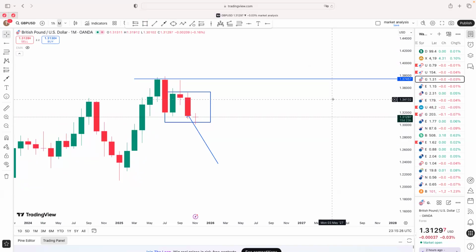Let me know in the comment section. What is this candlestick pattern? When we combine 1, 2, 3, what is this candlestick pattern? What pattern is this? So many of you are saying this is an evening star, right? Of which you are correct.